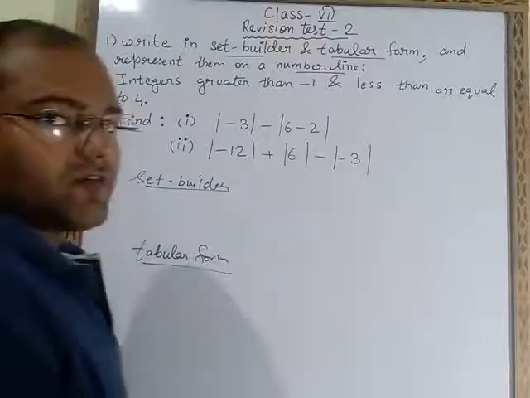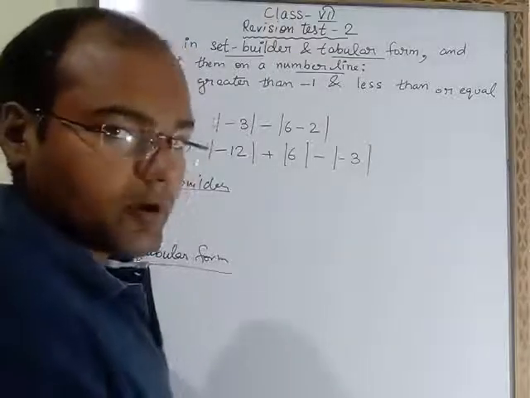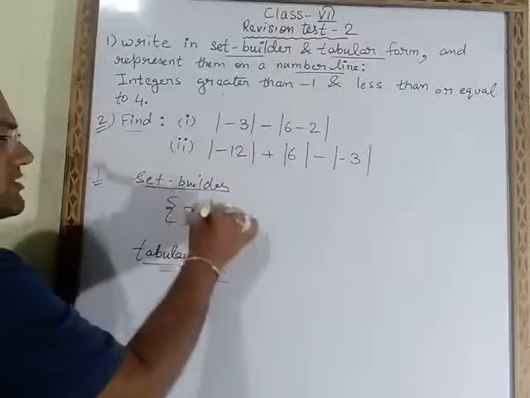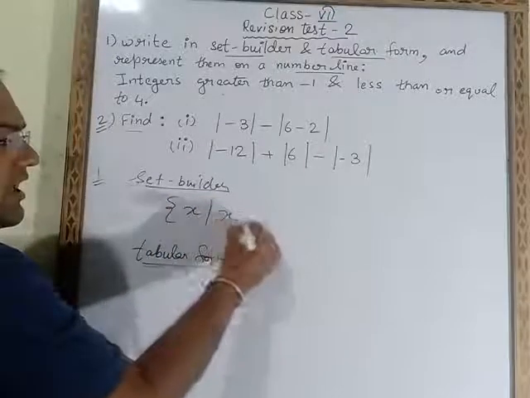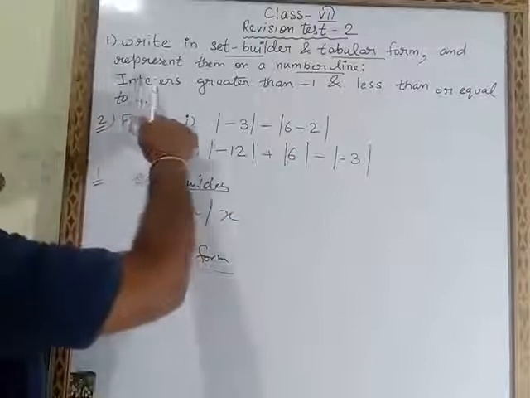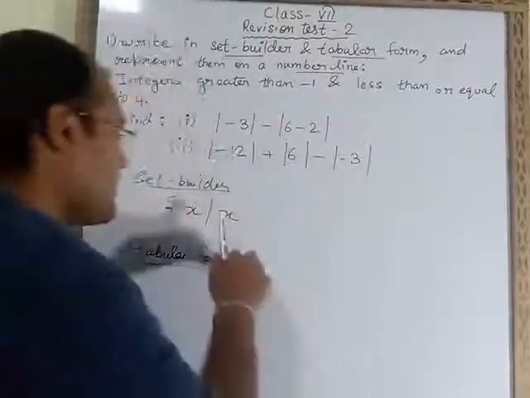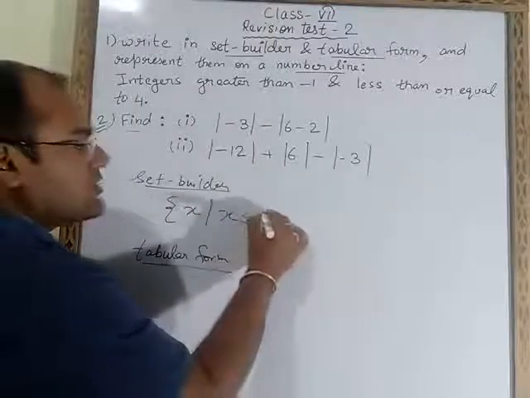So in set builder form what you have to do? You have to write the common properties. Common property you have to write. So inside the bracket you have to write x such that x. Here the question is integers greater than -1. What we have to write? We have to write integers. So here you have to write x belongs to Z.